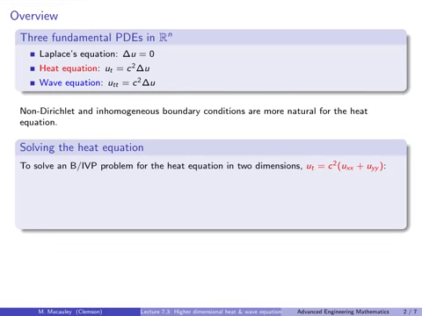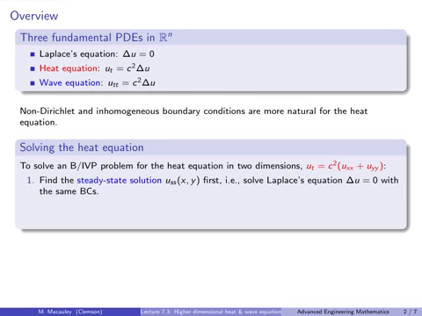We will solve the heat equation first. So to solve a boundary and initial value problem for the heat equation in 2 dimensions, that's just u_t equals c squared (u_xx plus u_yy), we take the following steps. First, we will find the steady state solution. So this happens when u_t is equal to 0. So to do that, we have to solve Laplace's equation with the same boundary conditions. Now, if your boundary conditions are 0, whether they're Dirichlet or Neumann, this is really easy. Just 0 is the solution. So just think about the heat equation on a square region where the endpoints are fixed at 0. You don't even need to do that step here.